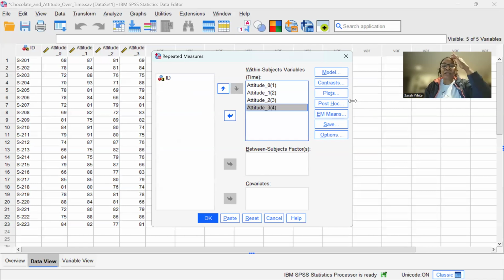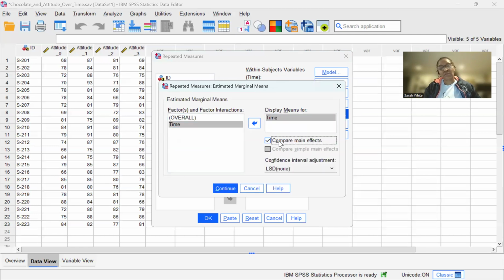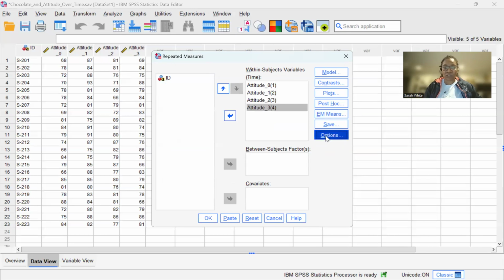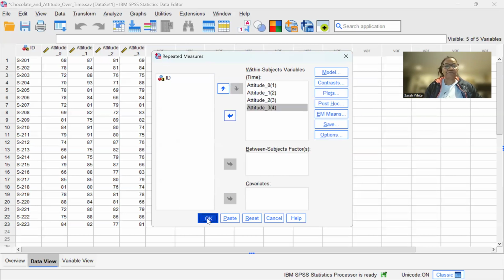Okay. Now we click on EM Means, and we again move that time factor over to the display means. And we also select compare main effects. So we have that, we have our effect size as well. Click continue, and then under options, we want to select descriptive statistics and estimates of effect size. Click continue, and now click OK.